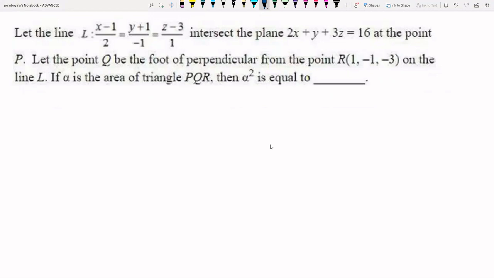Let the line L, (x minus 1)/2 equal to (y plus 1)/(minus 1) equal to (z minus 3)/1, intersect the plane 2x plus y plus 3z equal to 16 at the point P. Okay, there is a line. So suppose this is a line and this is a plane.